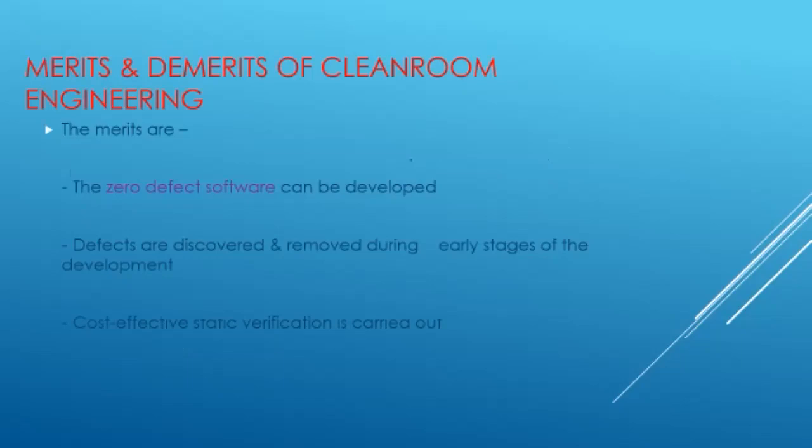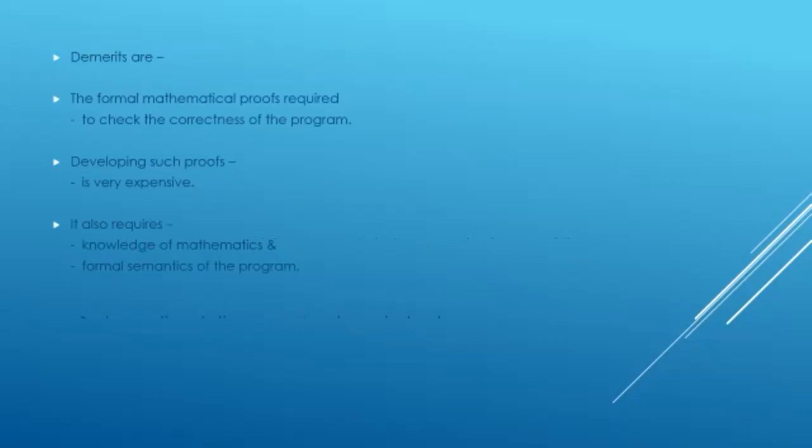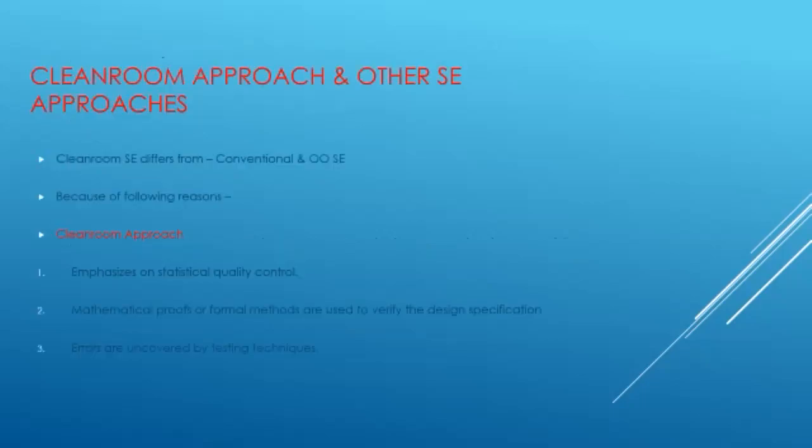Merits: zero defect software can be developed. Defects are discovered and removed during early stages of development. Cost-effective static verification is carried out. And the demerits: formal mathematical proofs are required to check the correctness of programs. Developing such proofs is very expensive. It also requires knowledge of mathematics and formal semantics of programs.